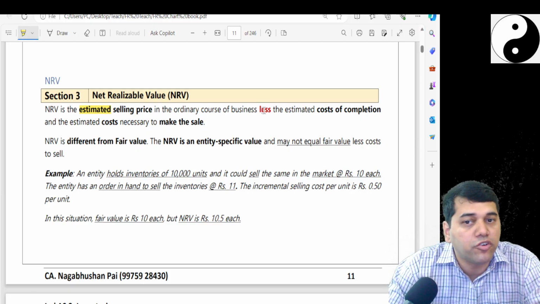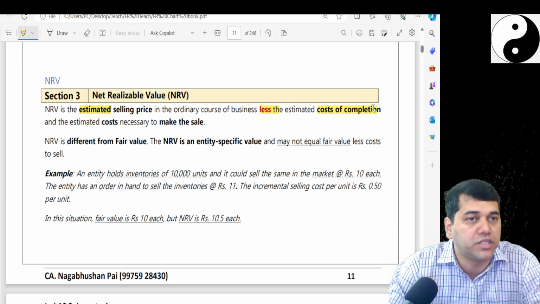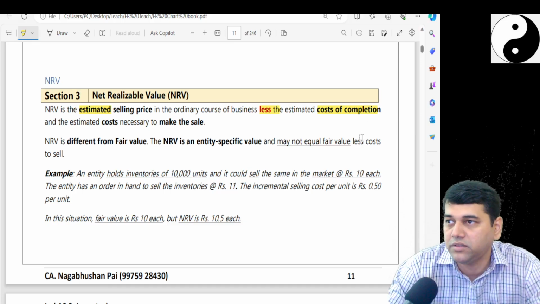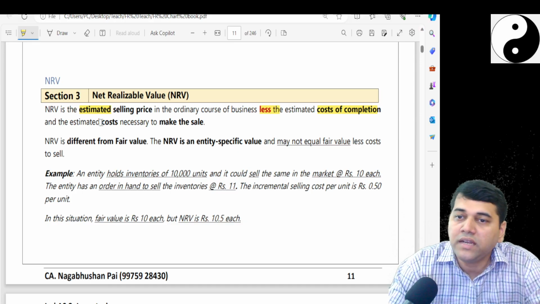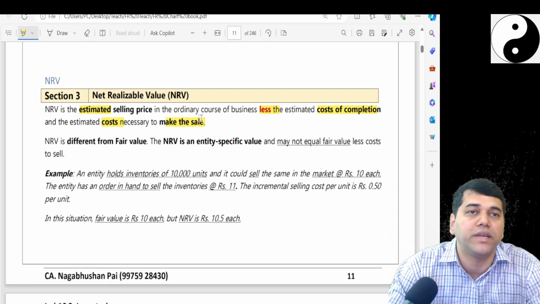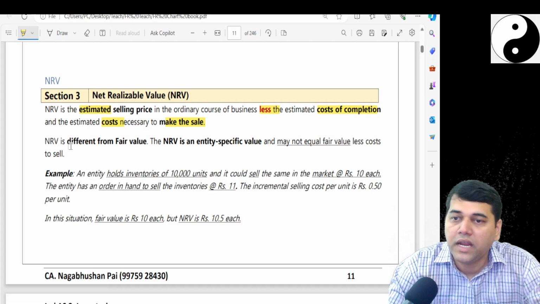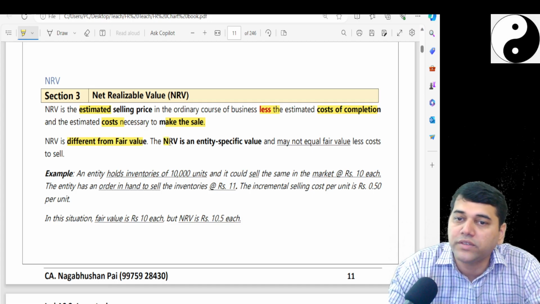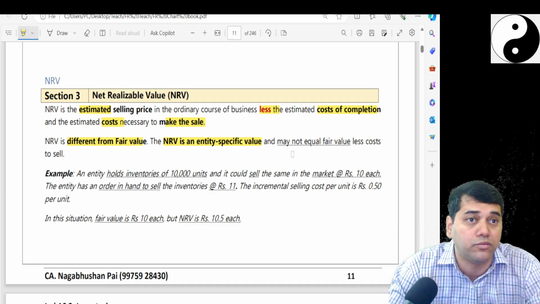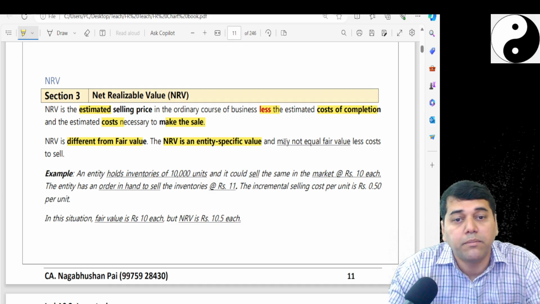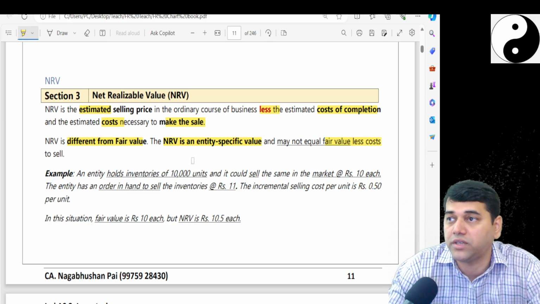In the ordinary course of business, less your cost of completion, suppose something damage and all happens to complete that, and an estimated cost necessary to make the sale, like you are going to pack that, distribute it, whatever it is. And it is different from the fair value because NRV is the entity specific value and may not be equal to the fair value less cost to sell.